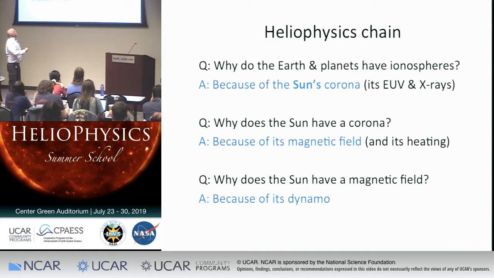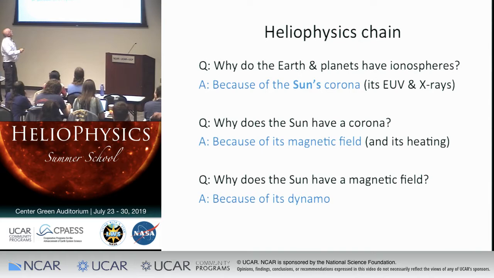And of course, we've already dealt with this. As an ionosphere because of the corona, why does it have a corona? And that's because of the magnetic field and the heating. And then we went through the process by which that heating creates a plasma of higher than expected density, and that's what radiates the X-rays and the EUV.